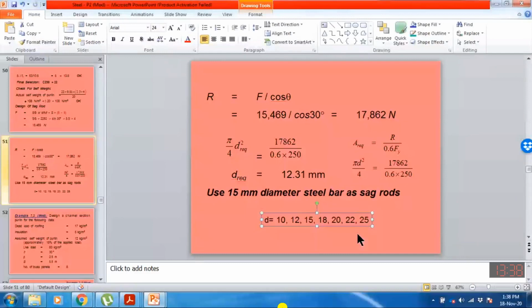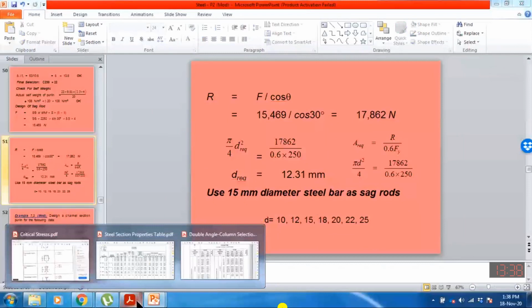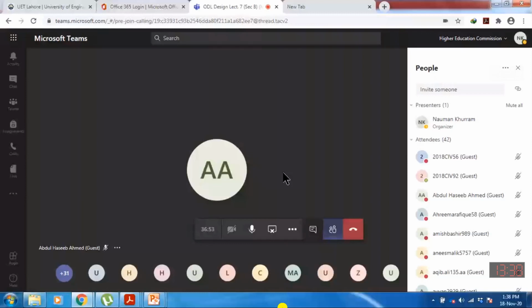Okay, at the moment, if someone is having a question, he can ask me. Anybody is having a question from the sag rod design? So I believe that you have already started the panel load calculation. Okay, let me ask. Anis Malik, are you there? Anis Malik. Anis, can you hear me? Yes, sir. Have you computed the panel load calculation?